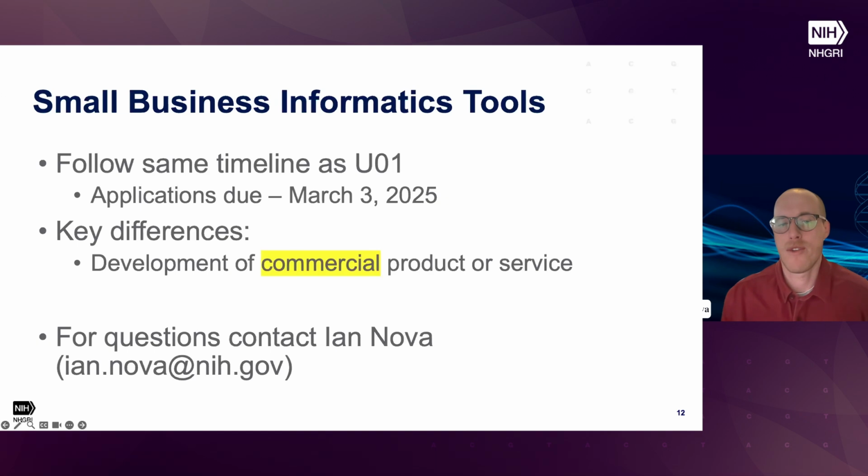The other key difference between small business and UO1 awards is that the small business awardees will not have the same consortia obligations as the UO1 projects, but they will be encouraged to attend the annual meeting. Thank you. Next slide.